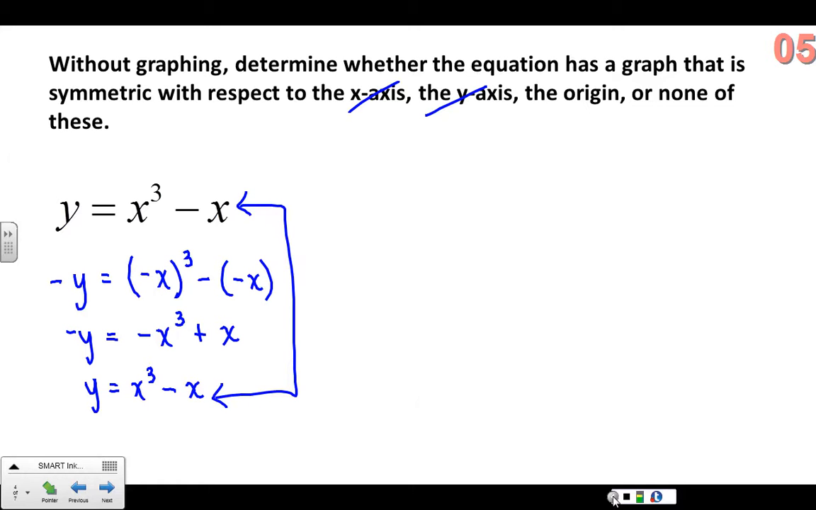Therefore, we can say that this equation, or this function, has symmetry with respect to the origin, because replacing y with negative y and x with negative x caused no change in the original function.